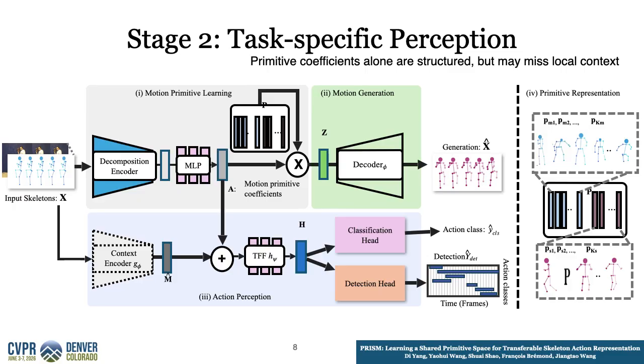PRISM learns the primitive space with reconstruction, cross-view swapping, physics-inspired losses, orthogonality, and sparsity. Then, the learned primitive encoder is transferred to downstream perception tasks using standard supervised losses.